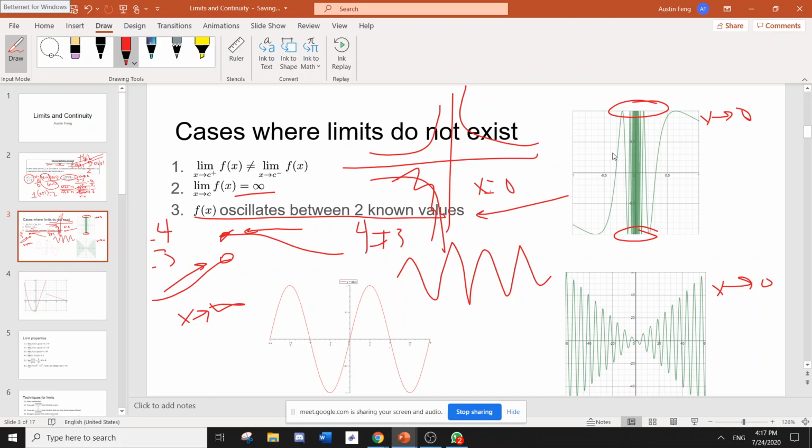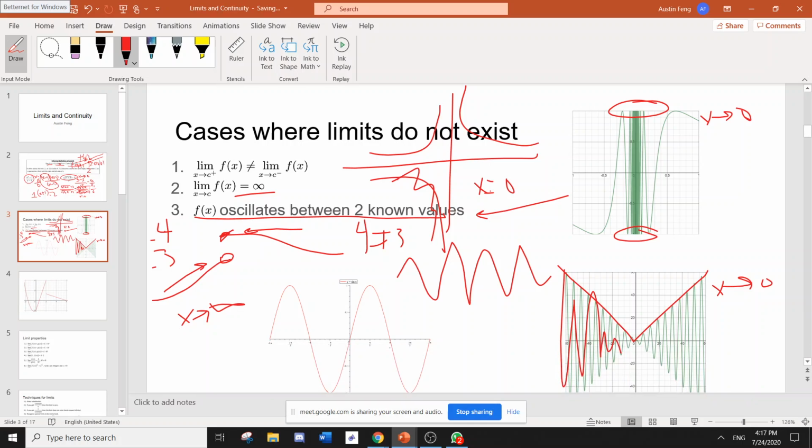Now for here, we see that it oscillates, right? Since it goes up and down, but it doesn't oscillate between 2 known values. In fact, it kind of decreases, and we'll go over this problem later, but we see that the limit exists even though it oscillates because it's not between 2 known values.